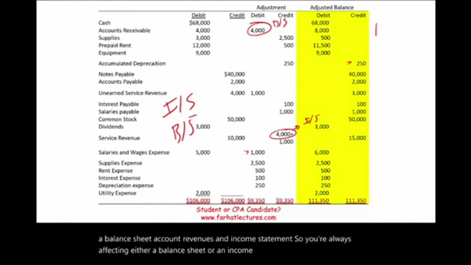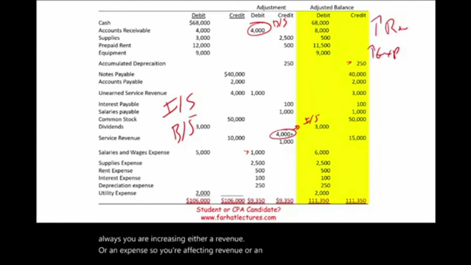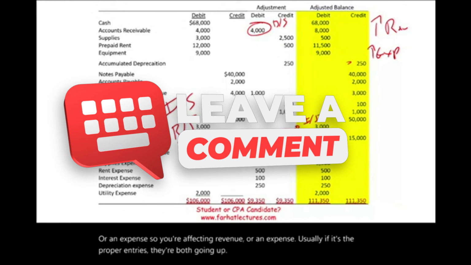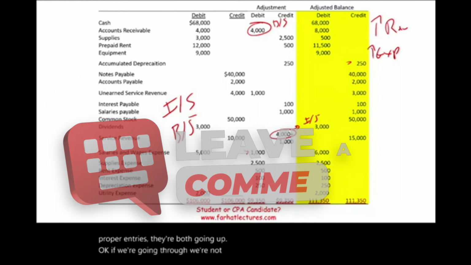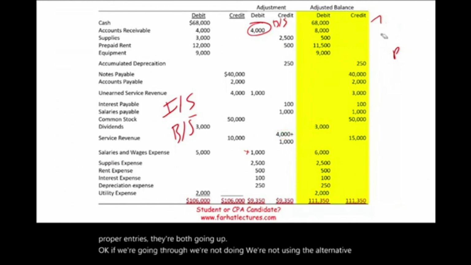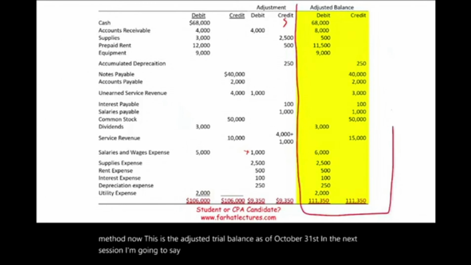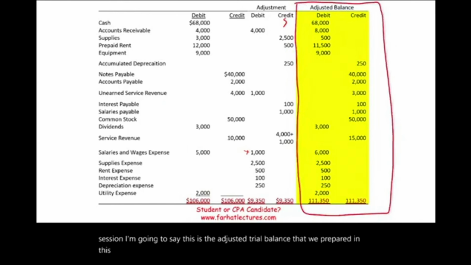And always you are increasing either a revenue or an expense. So you're affecting a revenue or an expense. Usually, if it's the proper entries, they're both going up. Okay, if we're going through, we're not using the alternative method. Now this is the adjusted trial balance as of October 31st. In the next session, I'm going to say this is the adjusted trial balance that we prepared in this session, and based on this adjusted trial balance, we are ready to prepare our financial statements.